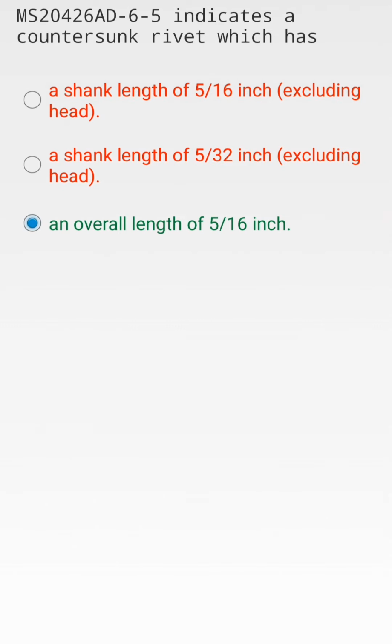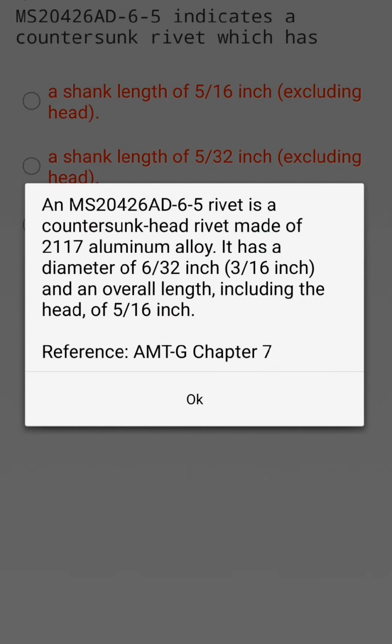MS20426AD6-5 indicates a countersunk rivet which has an overall length of 5/16 inch. The MS20426AD6-5 rivet is a countersunk head rivet made of 2117 aluminum alloy. It has a diameter of 6/32 inch, 3/16 inch, and an overall length including the head of 5/16 inch.